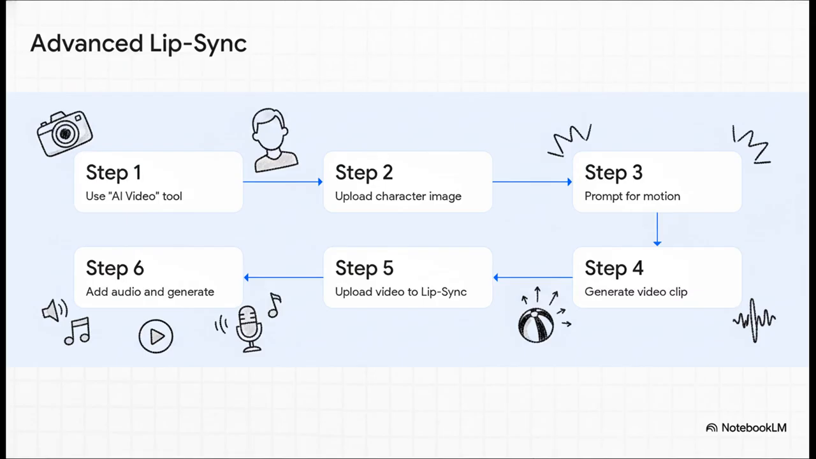So this advanced process, it's actually pretty logical. Instead of starting with a still photo, you first animate it with some subtle gestures or head movements. Then you take that little video clip and add your audio to it. It's just one extra step, but man, it adds a huge amount of polish to the final result.